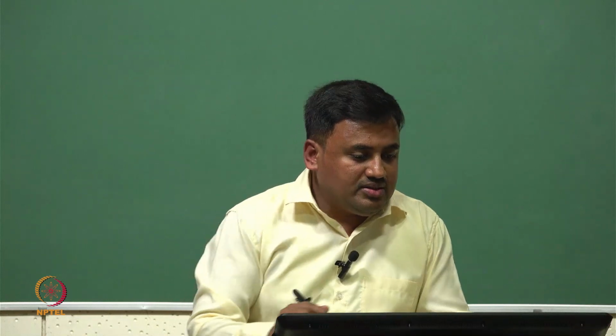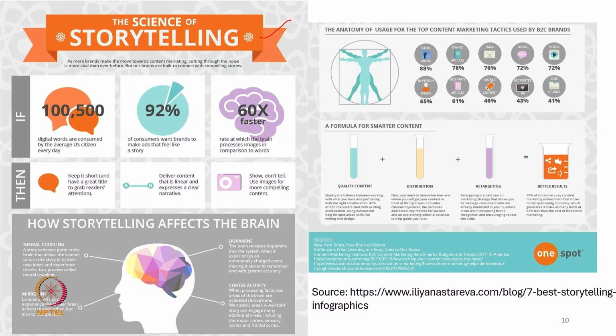If you look at this science storytelling image, our brains actually crave good storytelling when it comes to marketing. We are excited by, and we trust, interesting narratives more than simple messaging. In this infographic, it is presented how storytelling affects the brain, the anatomy of usage of the top marketing tactics, and also a formula for smarter content. This way, infographics can be used for visualizing the stories of research.